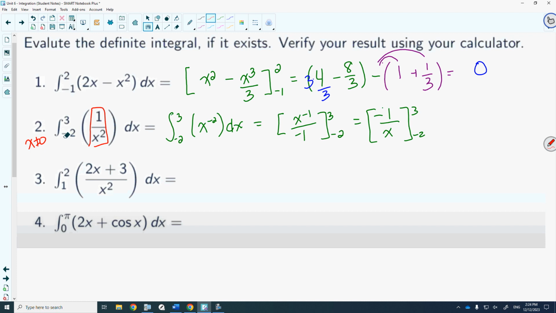So we would actually not calculate this one, and we would say since 1 over x squared, which was my original function, is not continuous on that closed interval from -2 to 3, because 0 exists within that interval, the fundamental theorem of calculus does not apply.